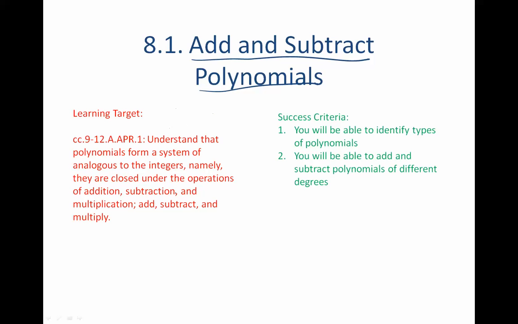Over here is our learning target. That's our Common Core standard. Understand that polynomials form a system analogous to the integers. Namely, they are closed under the operations of addition, subtraction, and multiplication.